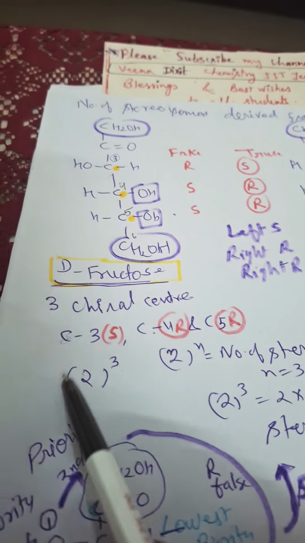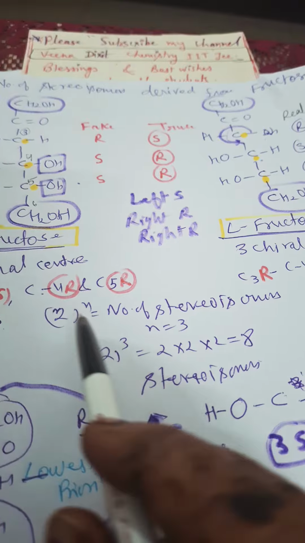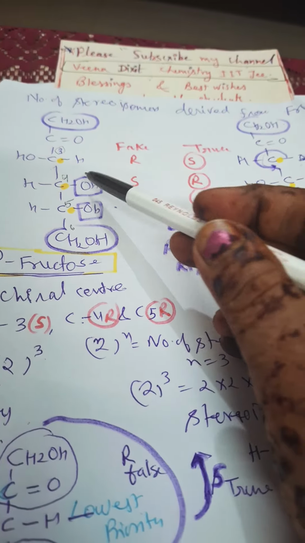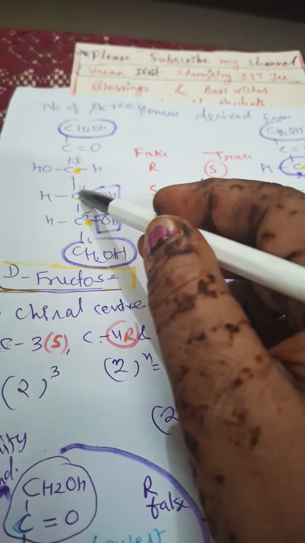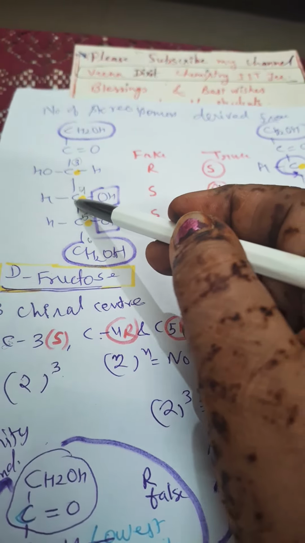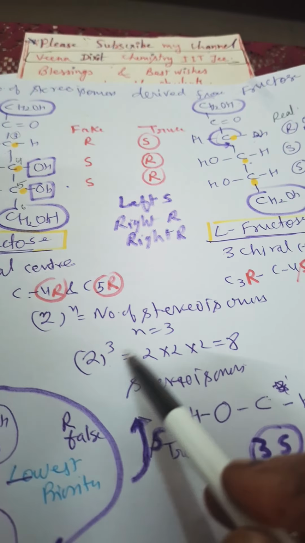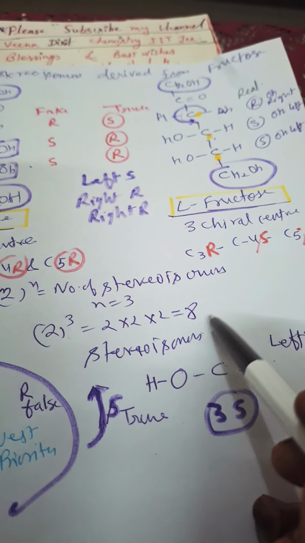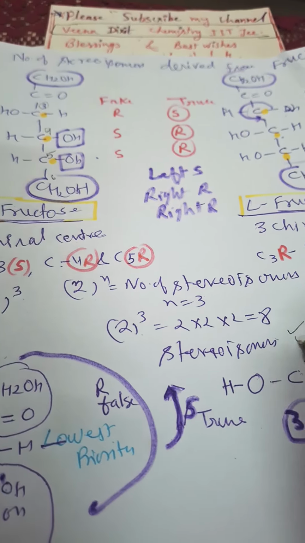So we will use the formula: number of stereoisomers is equal to 2 power n, where n is the number of chiral centers. So how many chiral or stereogenic centers are there? 3 chiral carbons, because a chiral carbon means it is attached to 4 different groups. So 3 chiral centers, 2 power 3, that is 2 into 2 into 2 is equal to 8. So a total of 8 stereoisomers are there. So the last part is done.